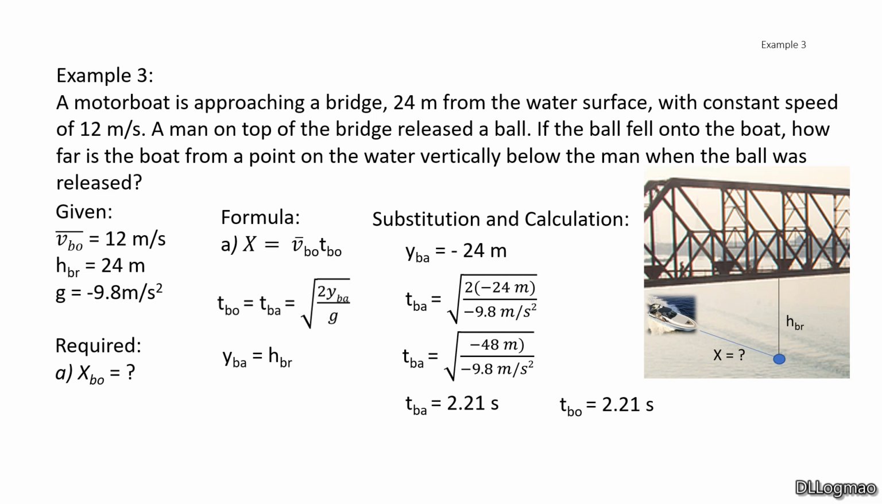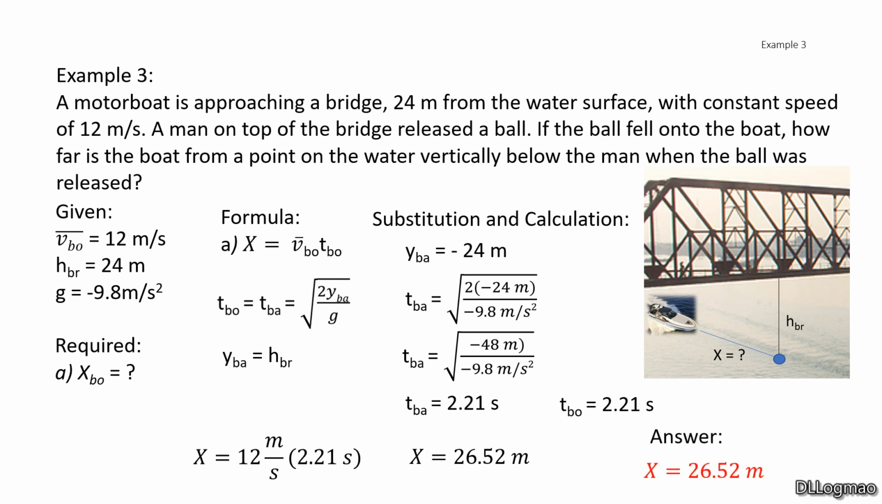For the distance traveled by the boat, substitute the average velocity of the boat, 12 meters per second, and the computed time of travel of the boat. Compute. And the result, the distance traveled by the boat is 26.52 meters. And the answer, the boat is 26.52 meters away from the point directly below the man on the bridge.